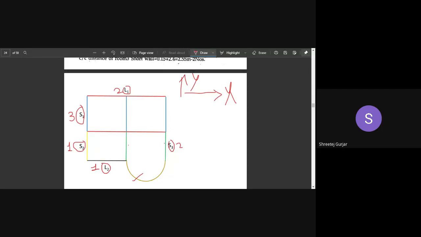Depends on the individual. It may not be that all the walls in the x-axis have to be short walls, or all the walls in the y-axis have to be long walls. It depends upon the numerical. Whichever wall you find is longer, you can adopt that wall as a long wall. So I hope it is clear.